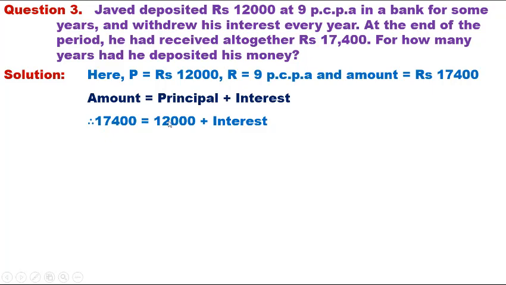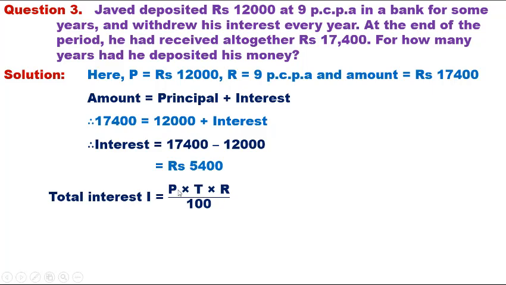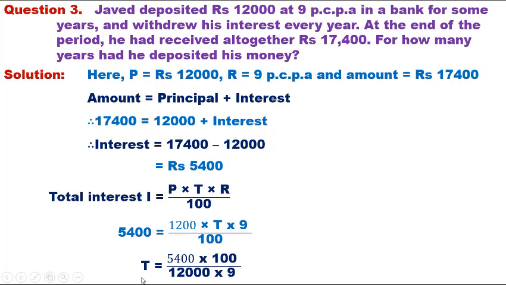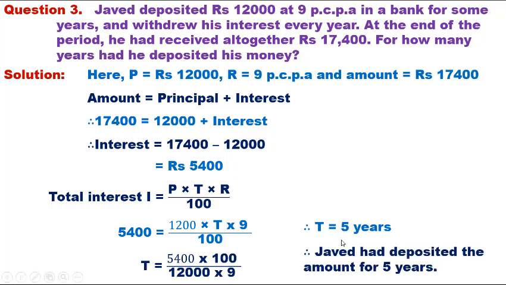17,400 is equal to 12,000 plus interest. Therefore, interest is equal to 17,400 minus 12,000, which is 5,400. Total interest is equal to P into T into R divided by 100. Therefore, 5,400 is equal to 12,000 into T into 9 divided by 100. Therefore, T is equal to 5,400 into 100 divided by 12,000 into 9. Therefore, T is equal to 5. Javed had deposited the amount for 5 years.